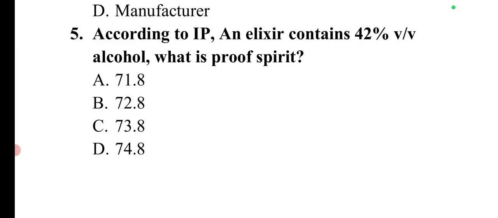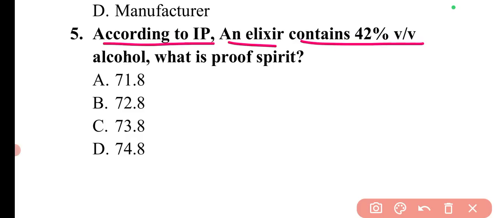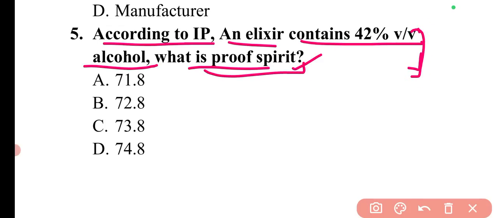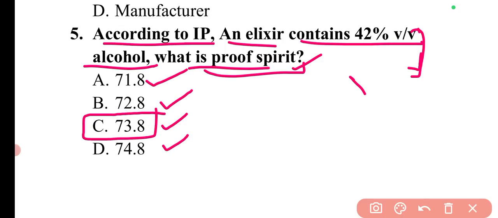Next question is, according to Indian Pharmacopoeia, an elixir contains 42% volume by volume alcohol. What is proof spirit? You can pause the video for this particular question because you need time to solve it. Apply the formula of proof spirit, solve the question, and then resume the video and check your answer. Here options are 71.8, 72.8, 73.8 or 74.8. And the correct answer is option number C, 73.8.